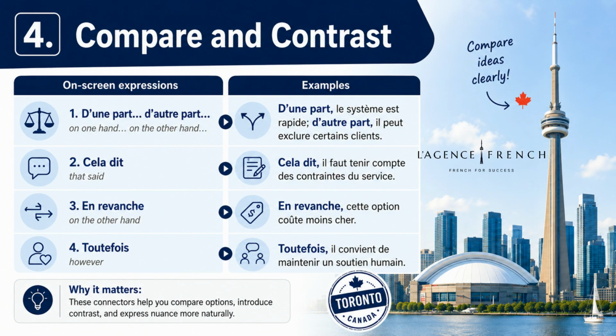At the B2 level, showing both sides of an issue is extremely useful. Use d'une part, d'autre part, to present two different aspects of a same question. Use cela dit, en revanche, or toutefois, to introduce a contrast or limitation. For example, d'une part, le télétravail offre davantage de flexibilité. D'autre part, il peut réduire les échanges spontanés entre collègues. This type of structure helps you demonstrate a more nuanced point of view.